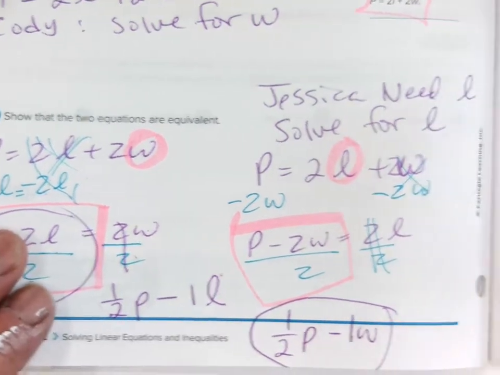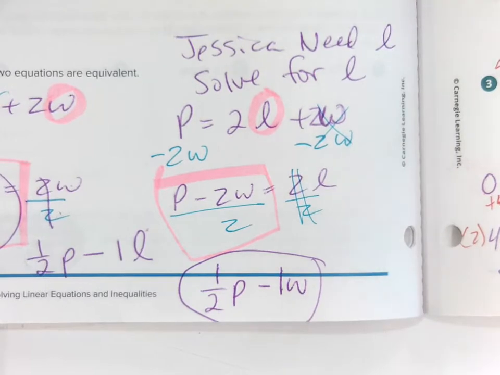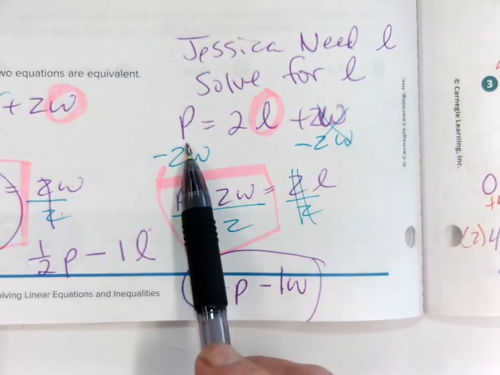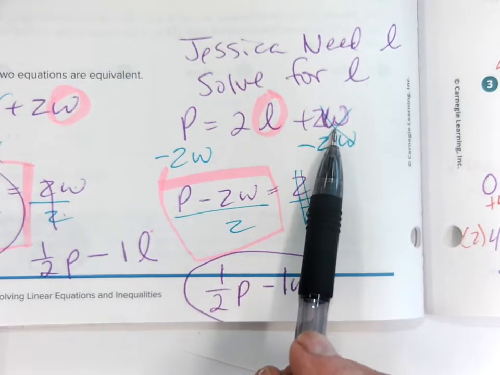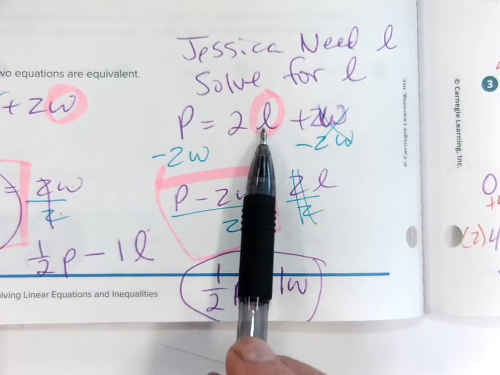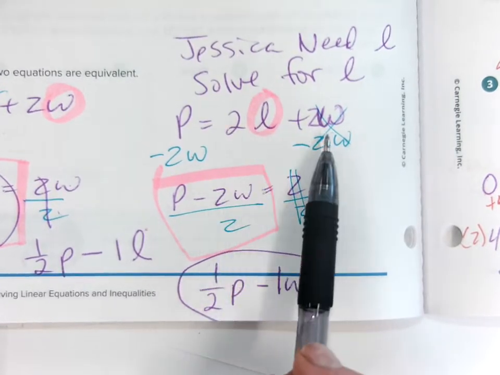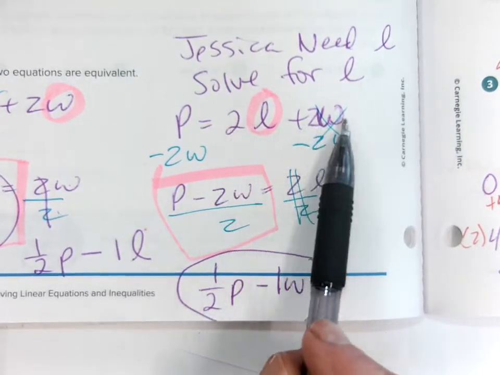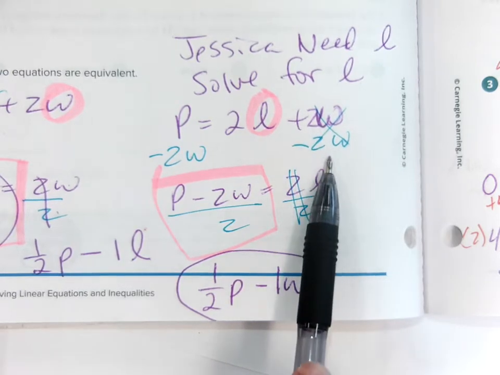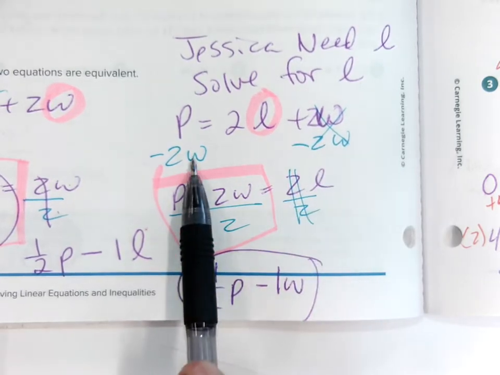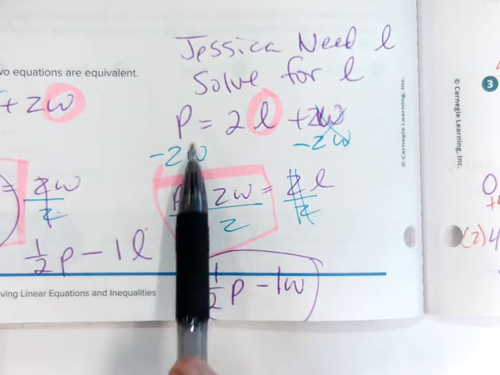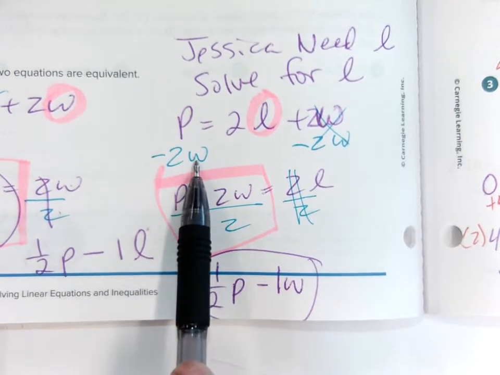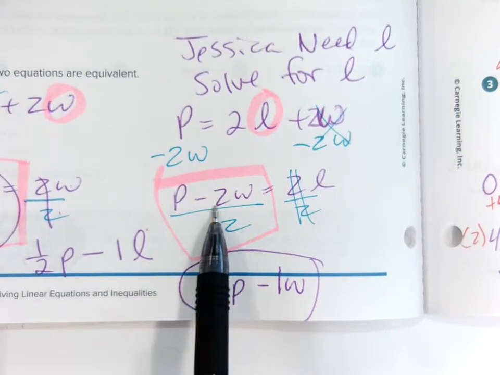Okay. Now Jessica needs the same thing, but she needs to solve for L. So P, perimeter, equals 2L plus 2W. I circled the L. That's what I want to solve for. So I have to get rid of everything around the L. So I got rid of the 2W first. I went minus 2W, minus 2W, P minus 2W. Well, you can't really subtract that. That's a P. That's W, so it's just P minus 2W.